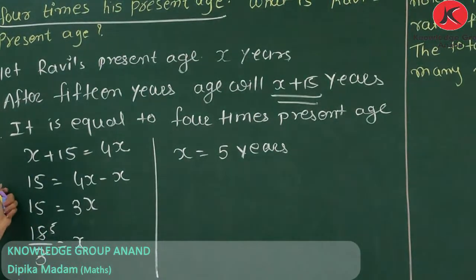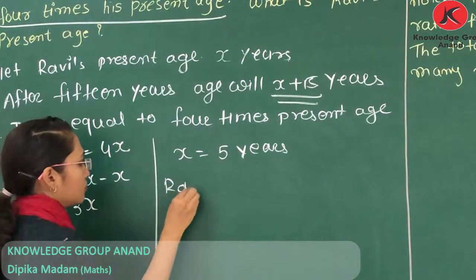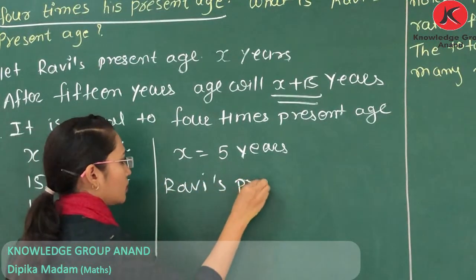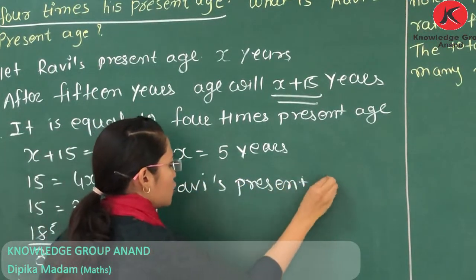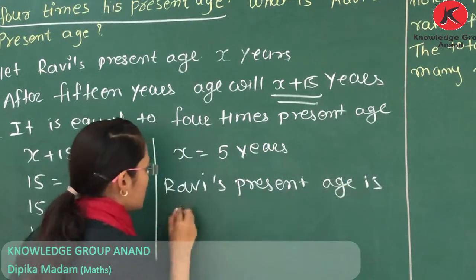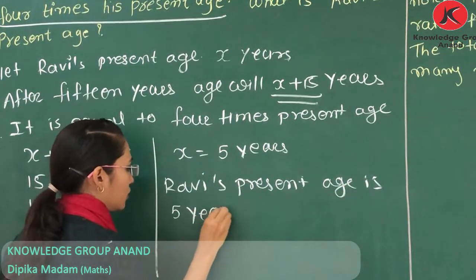Now we will solve this equation. So we get 5 years. So Ravi's present age is 5 years.